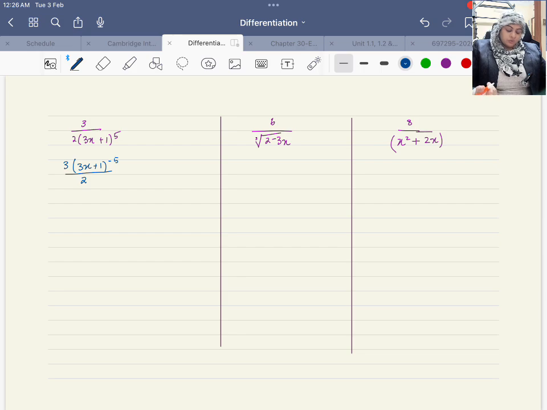Now we differentiate it the same way. 3 upon 2, power minus 5, 3x plus 1 to the power minus 6, and the differential of 3x plus 1 is 3. So nothing can be cancelled. We get minus 45 upon 2, 3x plus 1 power minus 6. This is the total differential of this expression.